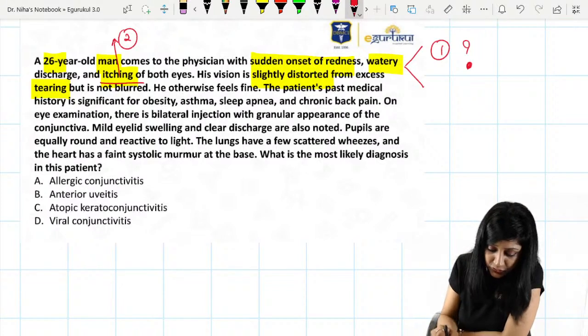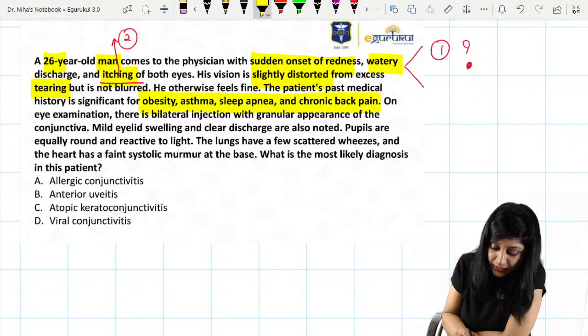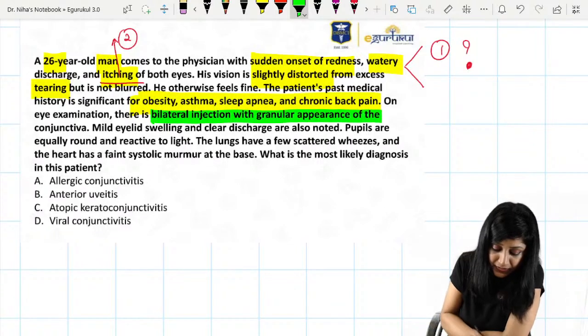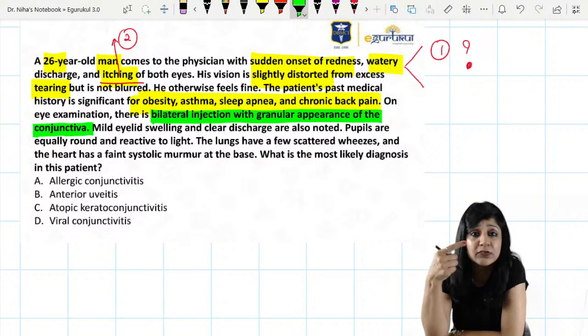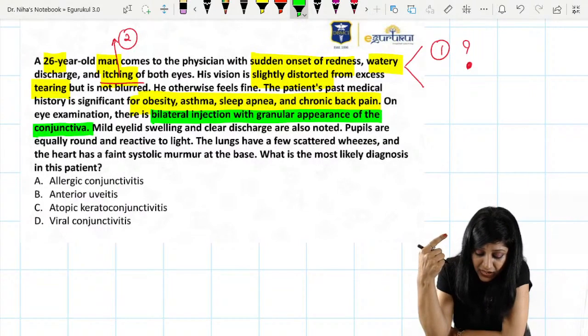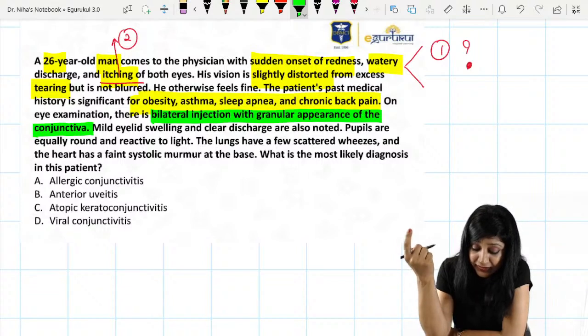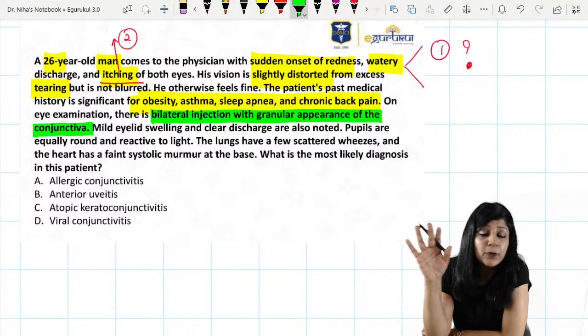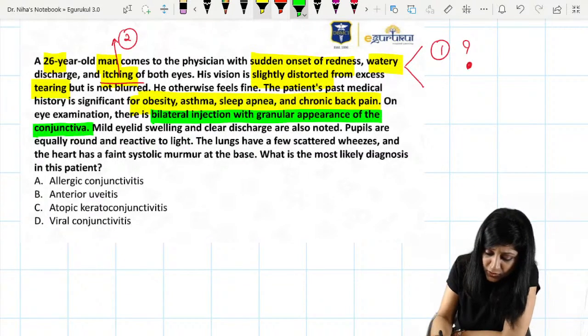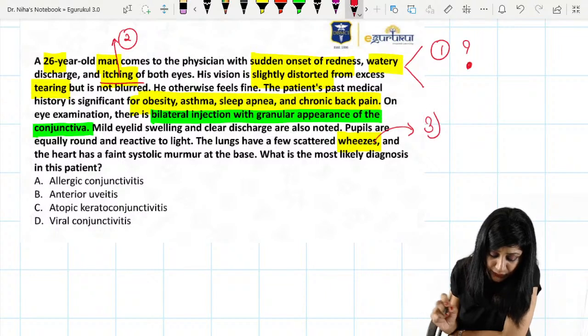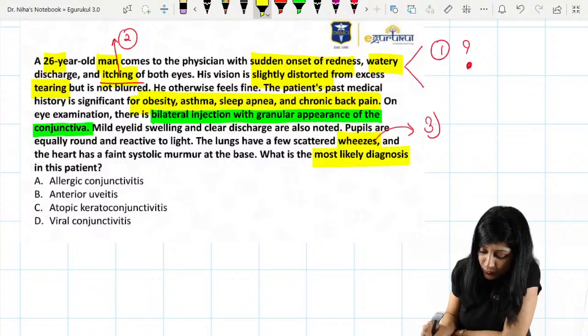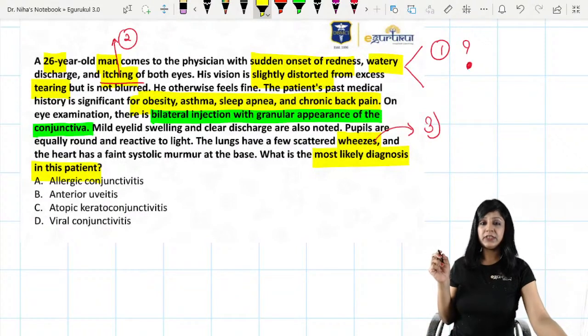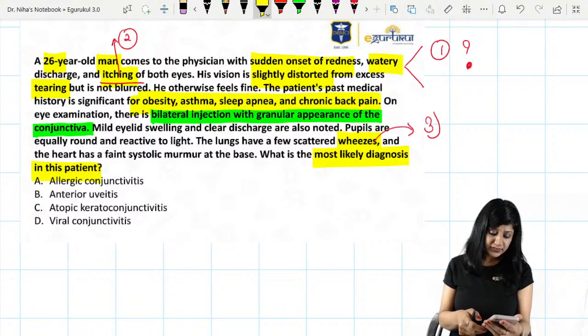The patient's past medical history is significant for obesity, asthma, sleep apnea, as well as chronic backache. On examination, we have got bilateral injection with granular appearance of the conjunctiva. Then eyelid swelling is there, clear discharge is there, pupils equally round and reactive to light. We have got wheezes. So your third question is, what are wheezes suggestive of? He has a faint systolic murmur. What is the most likely diagnosis of this patient? So there are three questions that you have to answer actually.